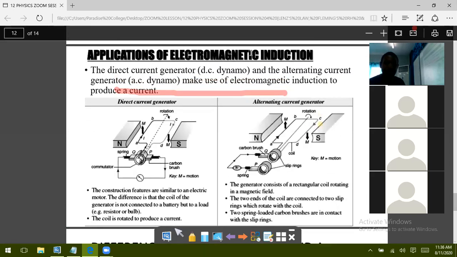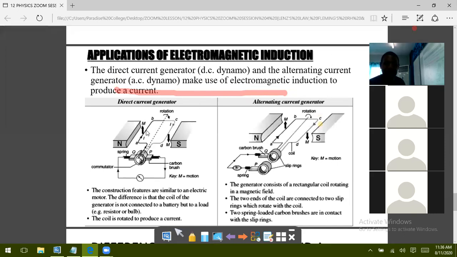Now, application of electromagnetic induction. I am going to explain the detailed bit of this maybe when you come back in class. But remember, electromagnetism is using a current to produce a magnet. But electromagnetic induction is using the magnet to produce electricity.